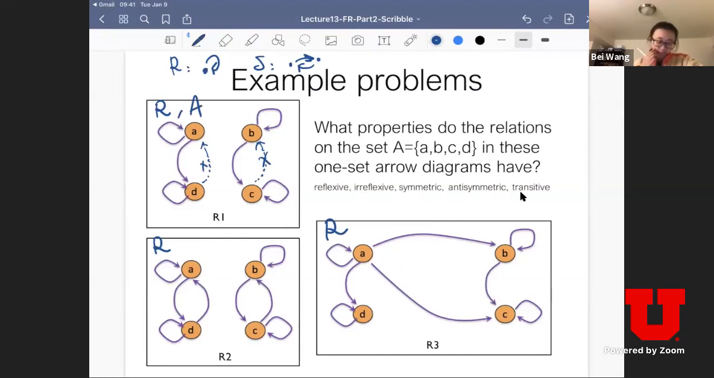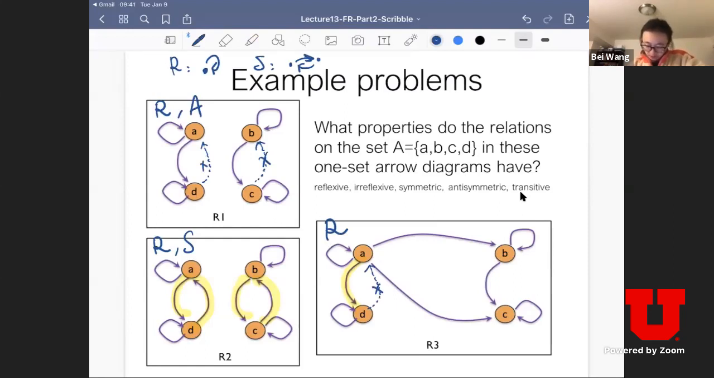Let's do the same thing for R2. Whenever A goes to D, D goes back to A. B goes to C, C goes back to B. So those are bidirectional things or double arrows. That means this is actually symmetric. What about the third one? In the third one, whenever A goes to D, I actually don't have D go back to A.